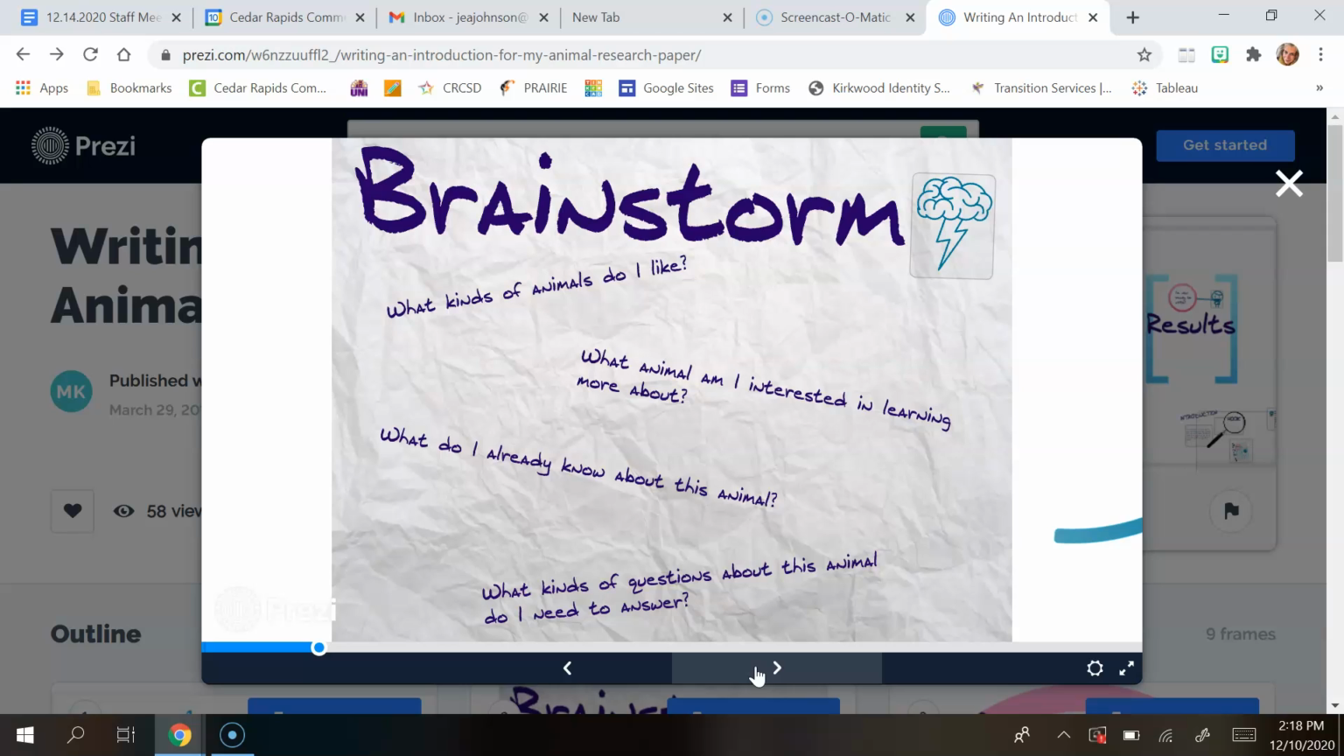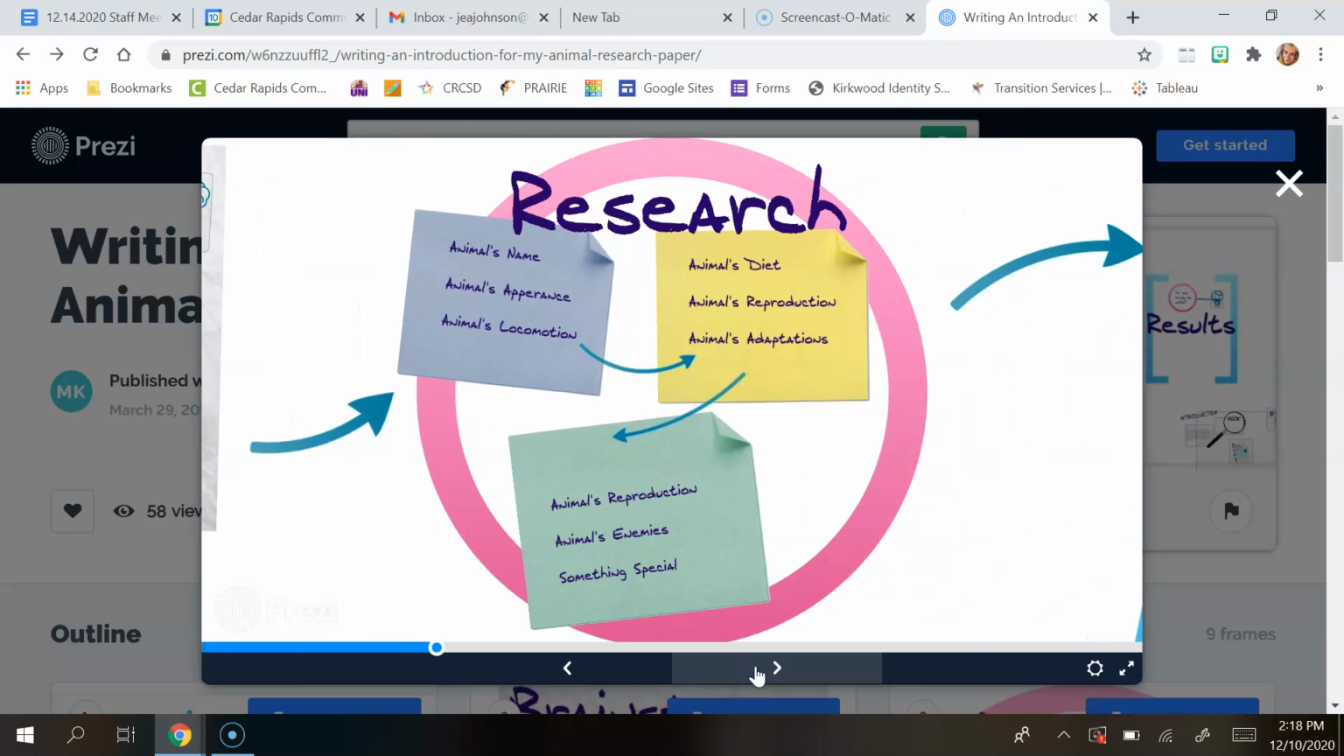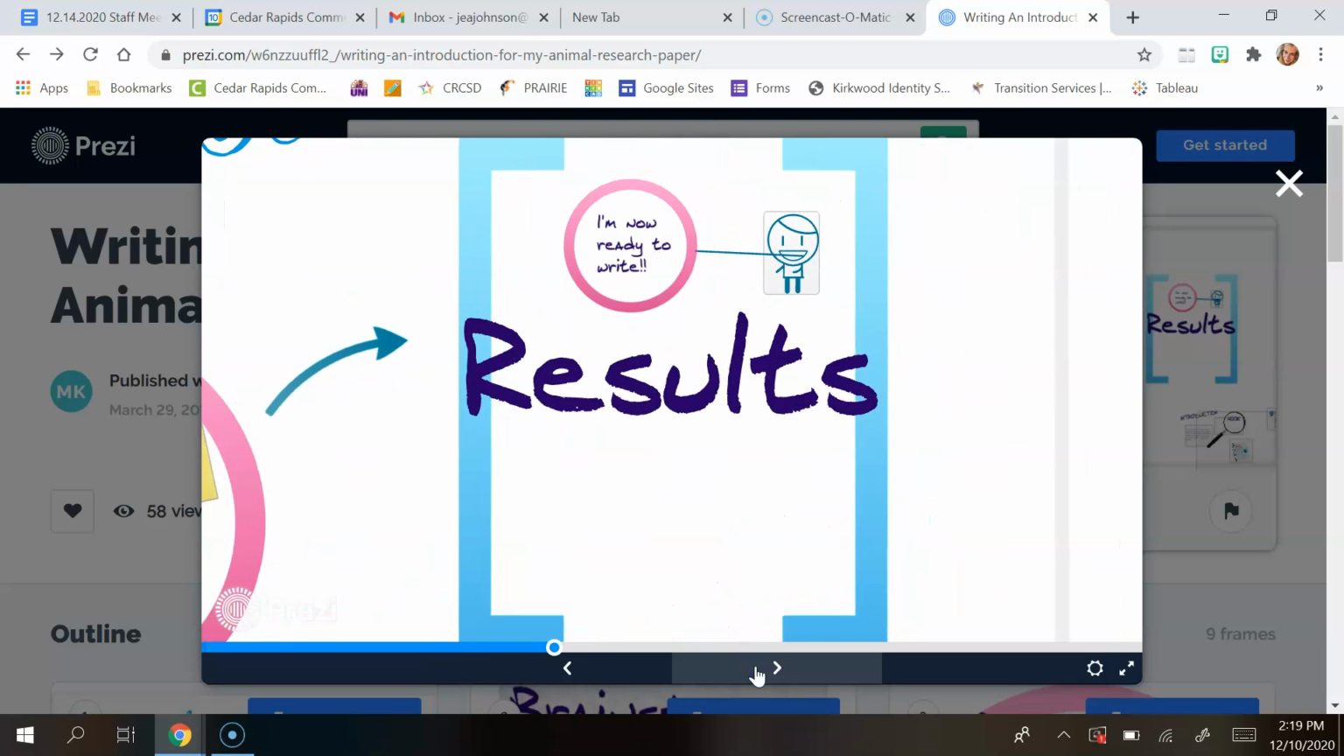First, you already did the brainstorming. We talked about the appearance. We also looked for the habitat and the diet and interesting facts. You did that research. Make sure you don't forget to cite where you do get the research from. So if you're using National Geographic Kids, you need to write that website down. If you're using one of the Grantwood AEA sites, you also need to write that down. So our results, you are ready to write.